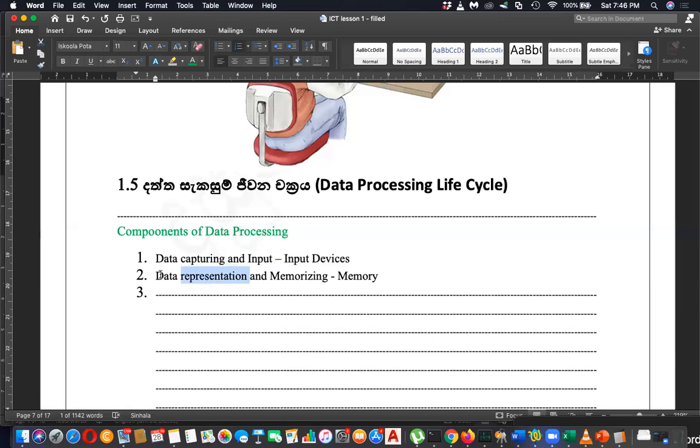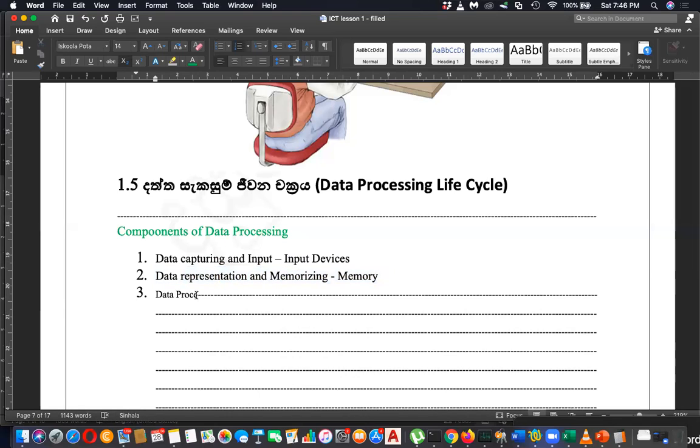But once you have them, what you have to do is represent. Represent means you have to actually show it. For an example, carrot: you have to wash it and take it. That is before processing. Actually, you have to memorize that, and only then you have data processing. This is the data preparation part. Data representation and memorizing is everywhere.